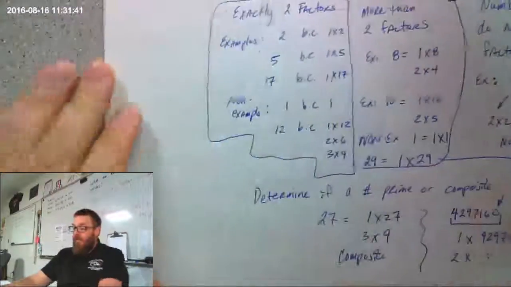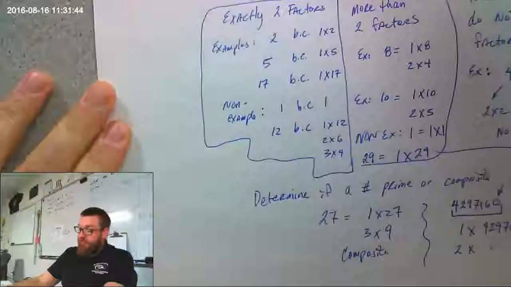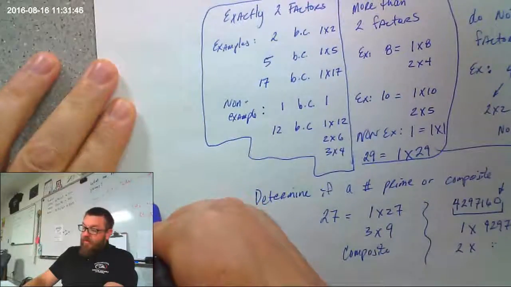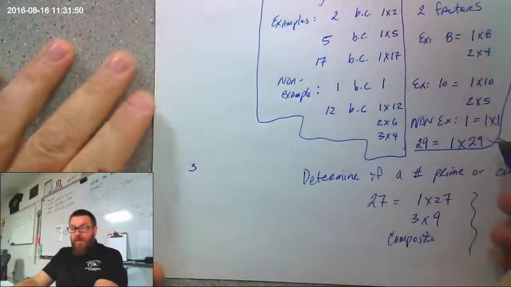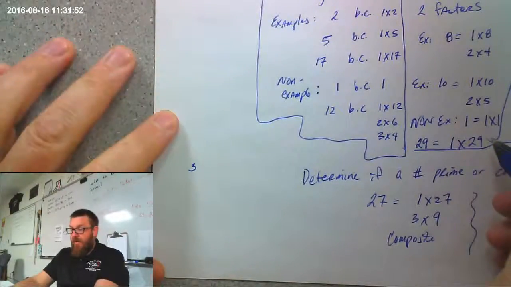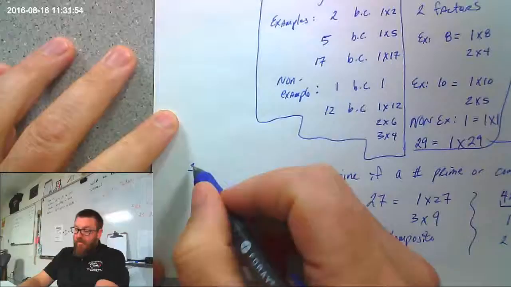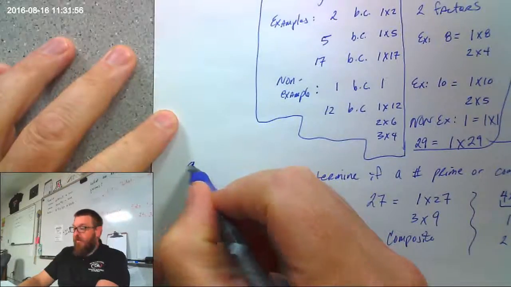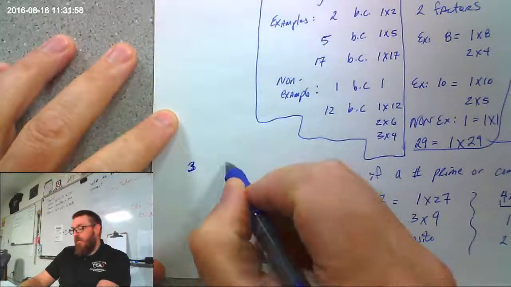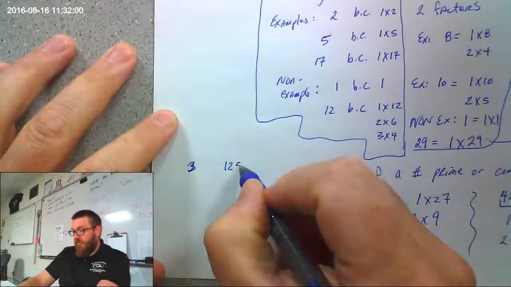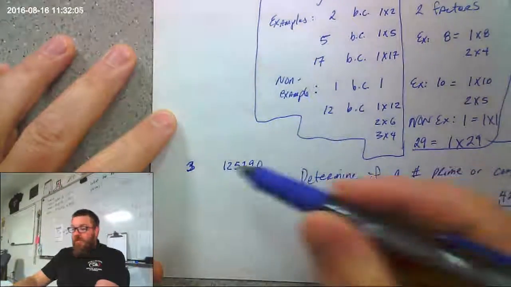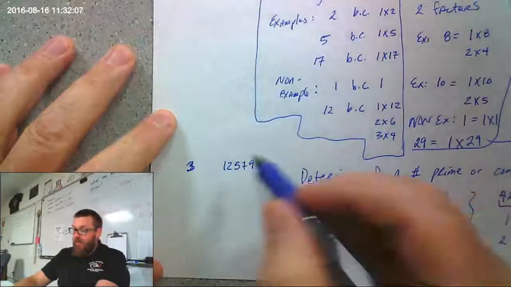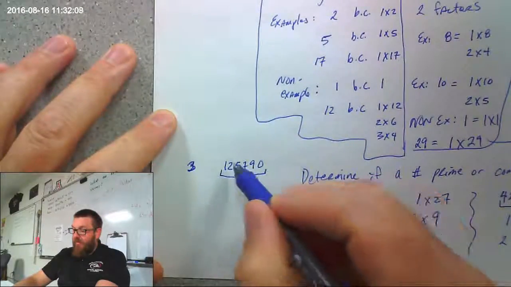Another way you could determine if a number is prime or composite is, if 3 divides into the number, then it won't be prime because it'd have more than 2 factors. So the way you can see real quick, let's do 1, 2, 5, 7, 9, 0. The way you can see really quickly if 3 goes into a number is you can add up all of those digits.